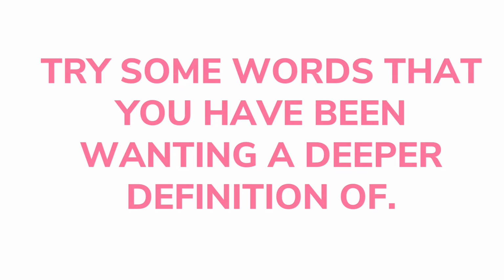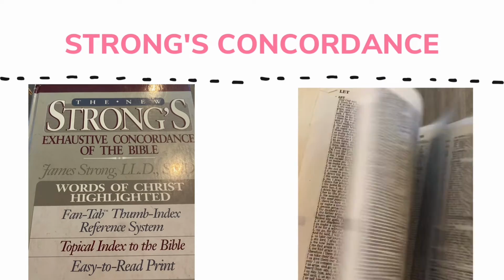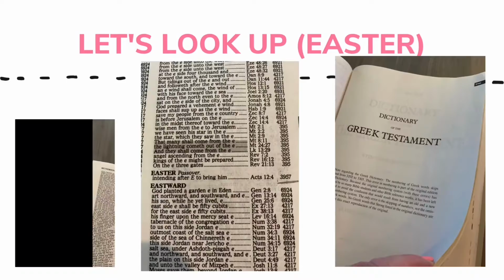That is one way of doing it. There's plenty of things you can do in Blue Letter Bible like highlight. But if you want to do the old-fashioned way, let's just use a Strong's Concordance. Let's look up the word Easter in the front of the book, like a dictionary.